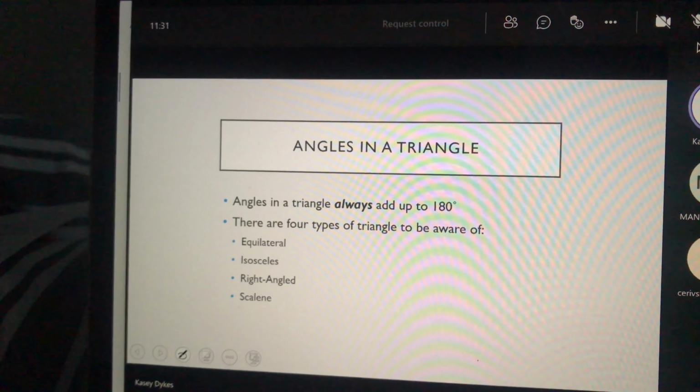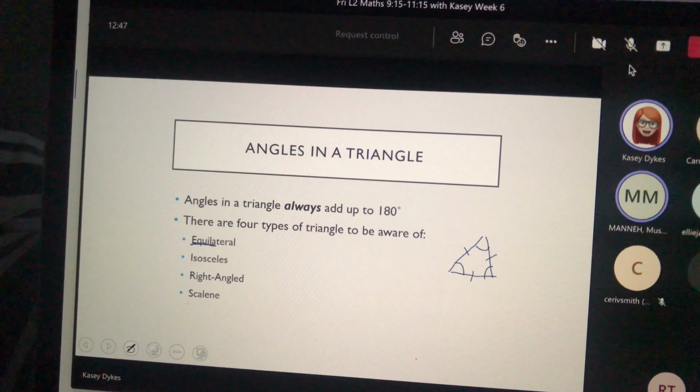Lisa, yeah. What are you trying to say? All triangles have 3-sided shapes. Yeah, because all triangles have 3 sides, yeah. Equal. Is that right? Yeah.